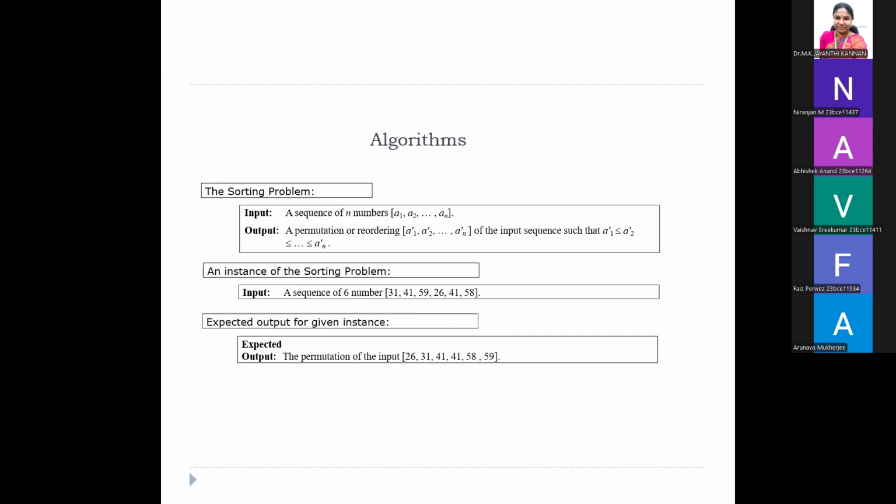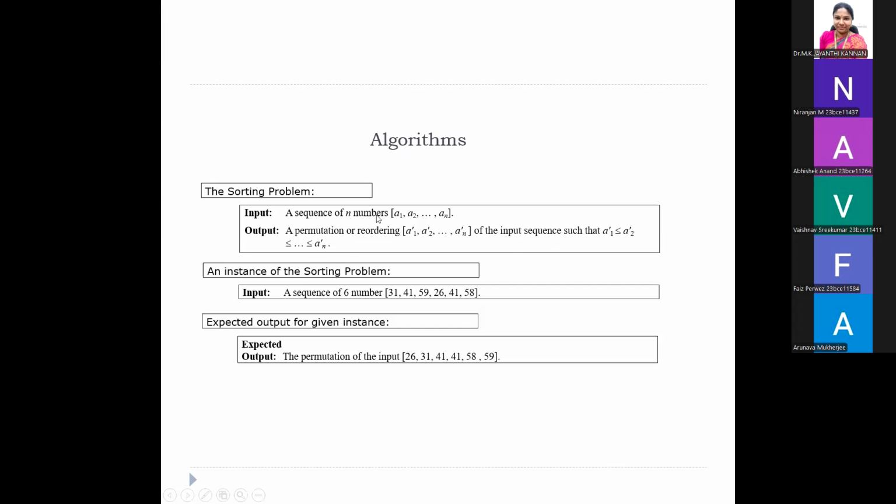Say for example, if you want to design the algorithm for some sorting problem. So for the algorithm, the input will be a sequence of n numbers. The numbers may be in unsorted form. And we are giving the input to the algorithm. We are making the algorithmic steps in such a way that it produces the output through a permutation of reordering the elements or numbers of the input sequence, such that the numbers will be ordered as A1 less than or equal to A2 less than or equal to A3 up to AN.